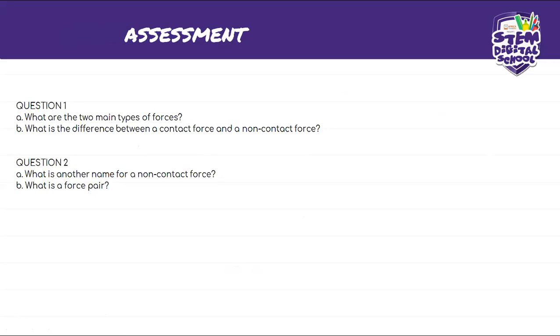So you have got this assessment there. Question one is saying, what are the two main types of forces? And then what is the difference between a contact force and a non-contact force? Question two is saying, what is another name for a non-contact force? And B, what is a force pair? So let's send in your answers. Then we will switch to Kahoot so that those who are not able to join us in Kahoot will also be satisfied here.